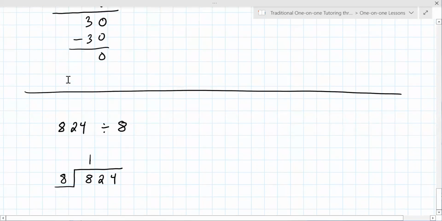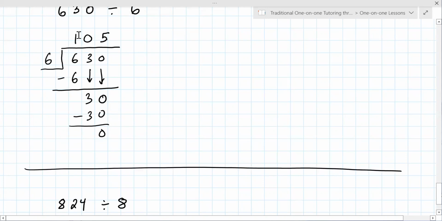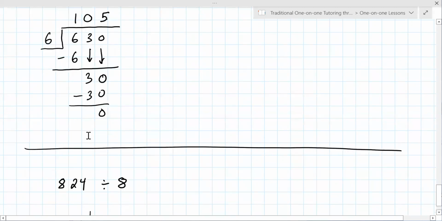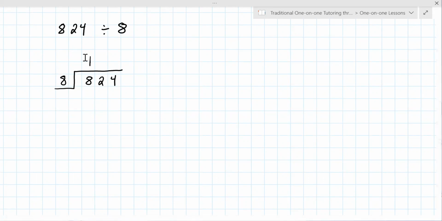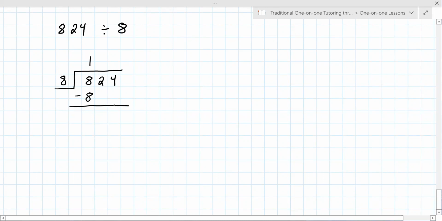Let's go back and look. What did we do after we wrote the 1 down here? We took the 1 and we multiplied by 8. And then we put the 8 underneath the 8. So what do you think that you do here? What would be the corresponding action? Yeah, 1 times 8 is 8, and you subtract. 0. Now, bring the 2 down.